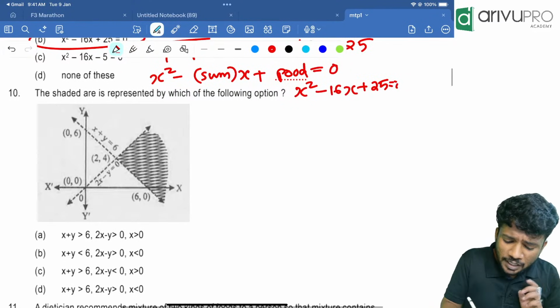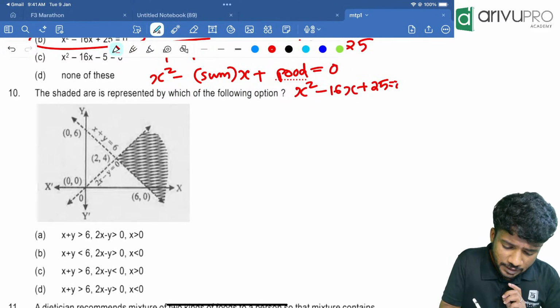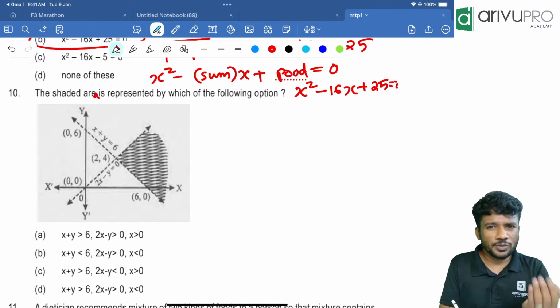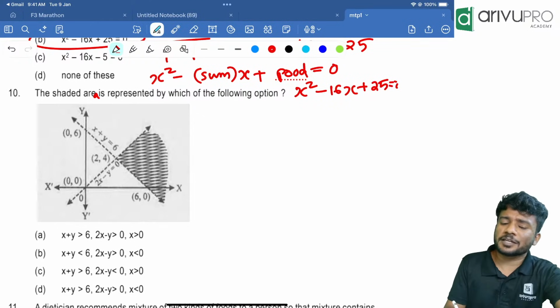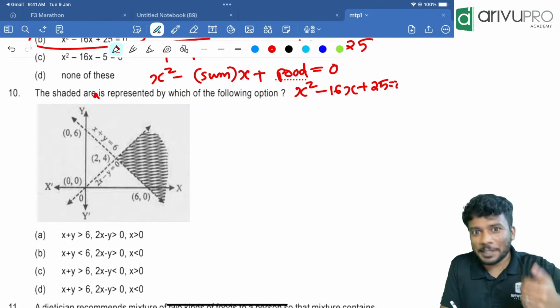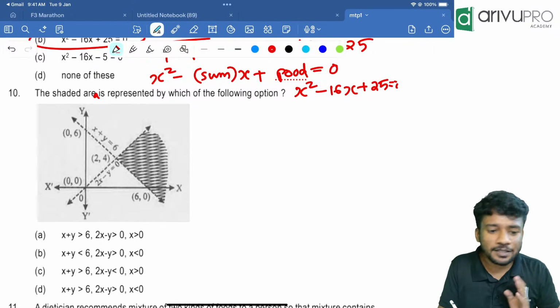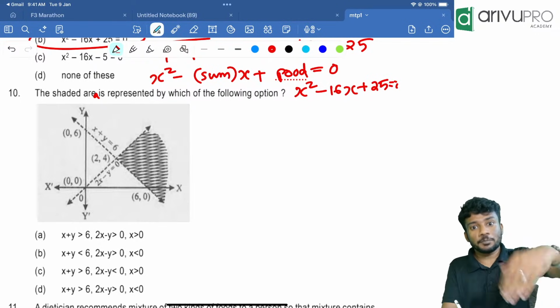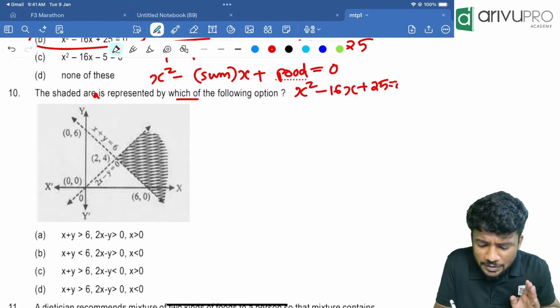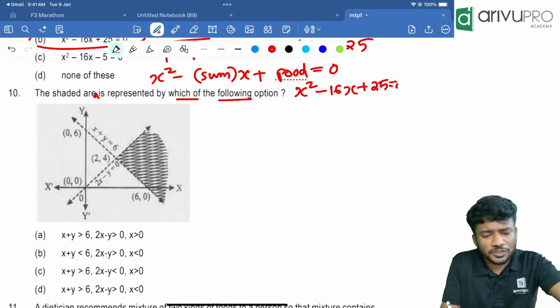Shaded area is represented. Okay, this area. Many printing mistakes are there. Yes, I'll show you many other questions where more printing mistakes are there. Actually, in mock tests usually many printing mistakes will be there. So you should always expect printing mistakes in mock test 2 also, which is going to come soon. Okay. So the shaded area is represented by which of the following options is your answer?